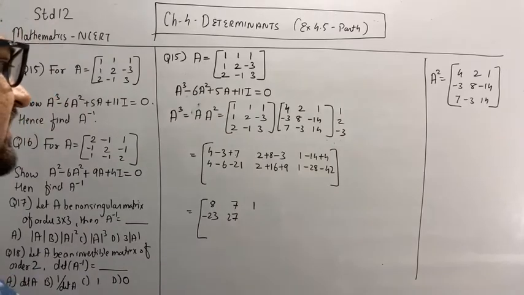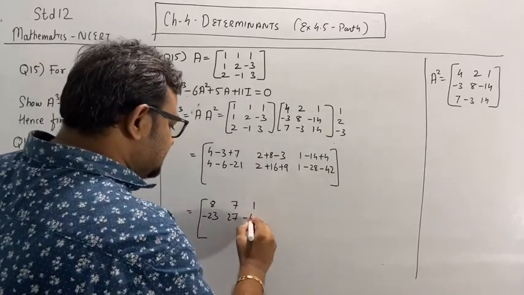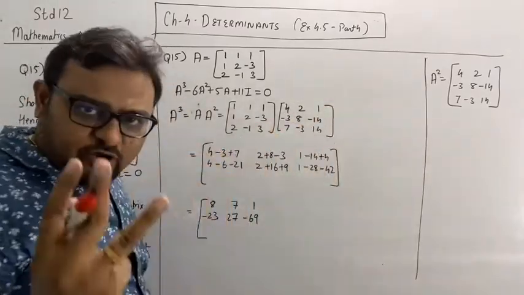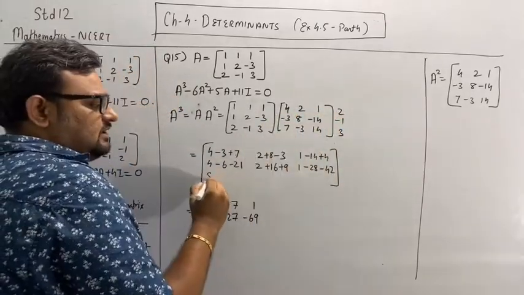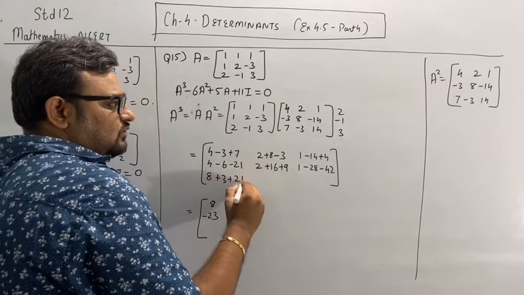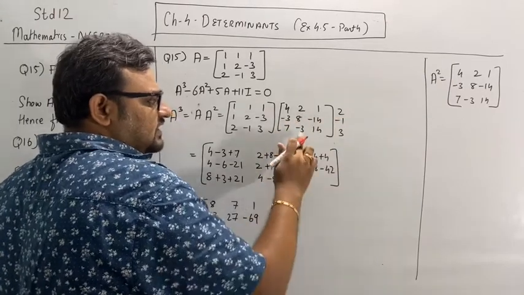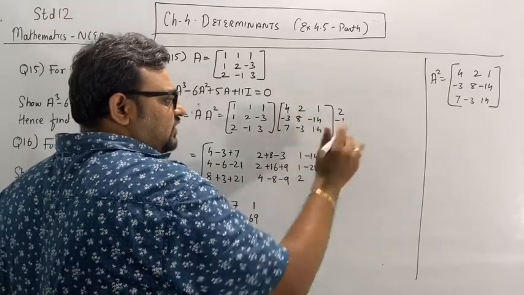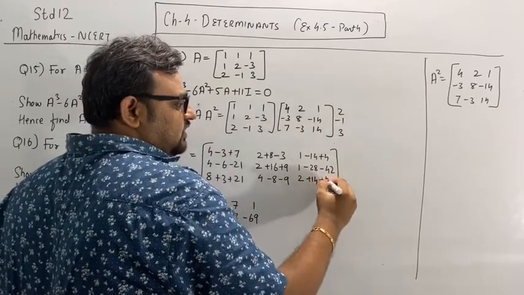1 minus 28, that is minus 27, minus 42, 7 to 9, 4, 5, 6, 69, minus 69. Okay, now let's take the third row. So 2 minus 1, 3. 4 twos are 8, minus 3 into minus 1, plus 3, 7 into 3, 21. 2 twos are 4, 8 into minus 1, minus 8, minus 3 into 3, minus 9. 2 ones are 2, minus 14 into minus 1, plus 14, 14 into 3, 42.